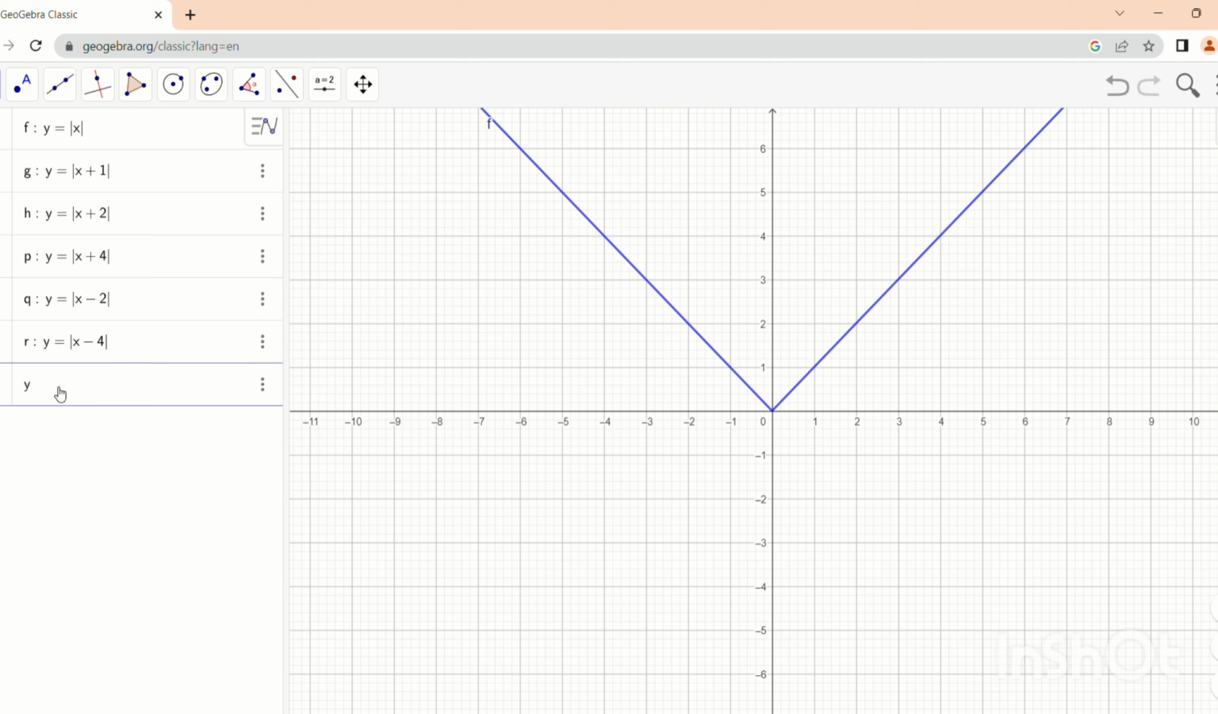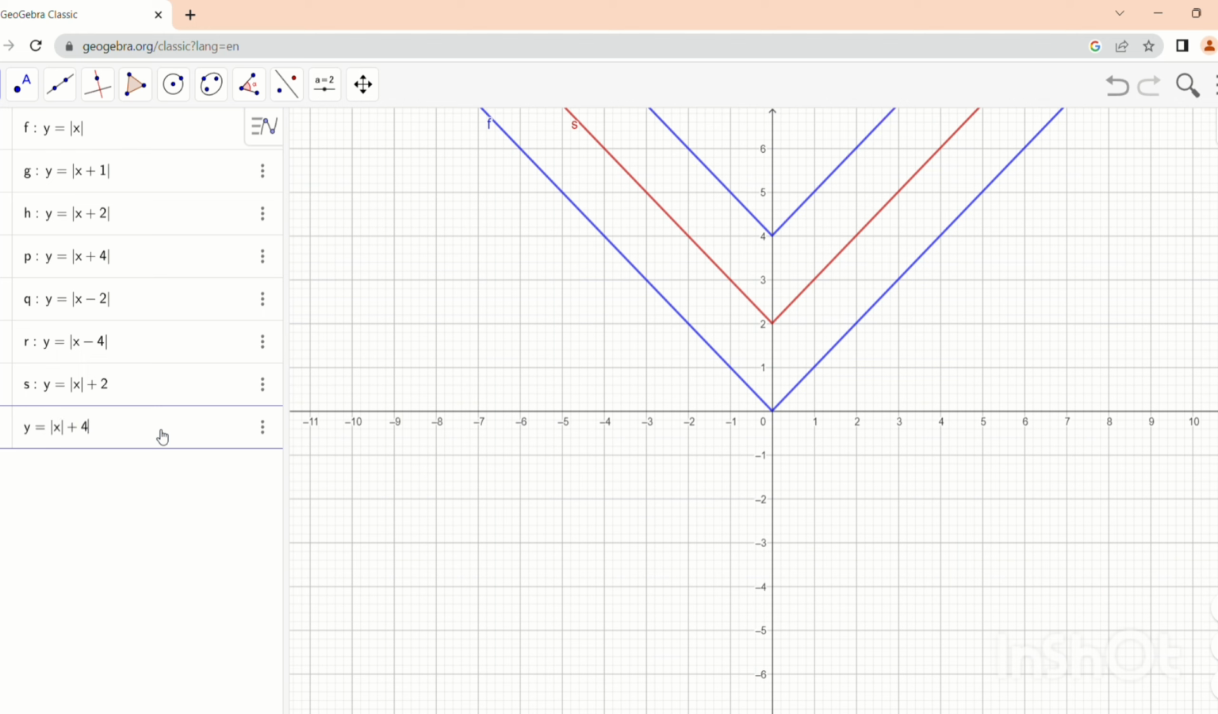For that, you should give y equals absolute value of x plus 2. Have you noticed that the number is added outside, not inside the vertical bars? So here it is moved 2 units upward. Every number added to the absolute value, you can see that the graph is shifted or translated upwards. So here you can see the graph gets shifted 4 units upward.